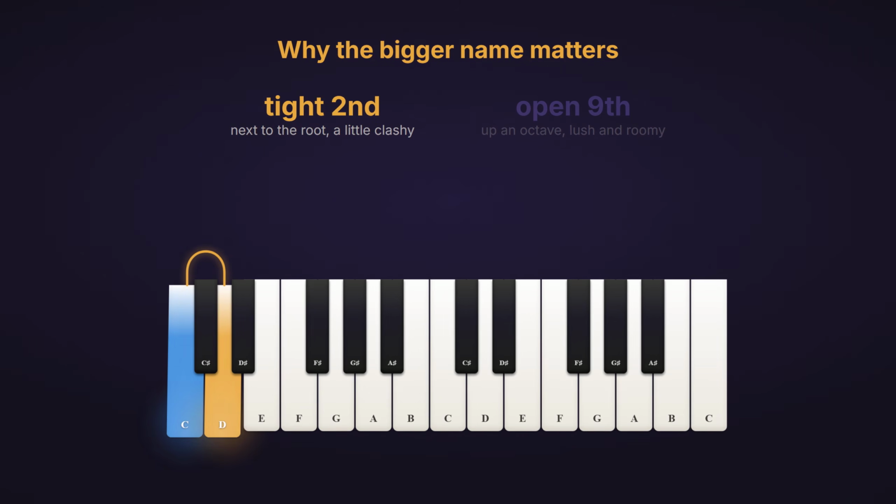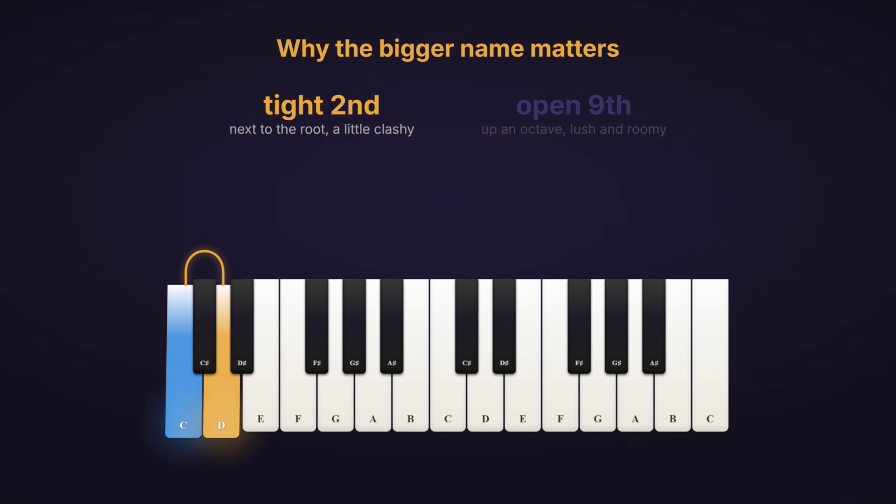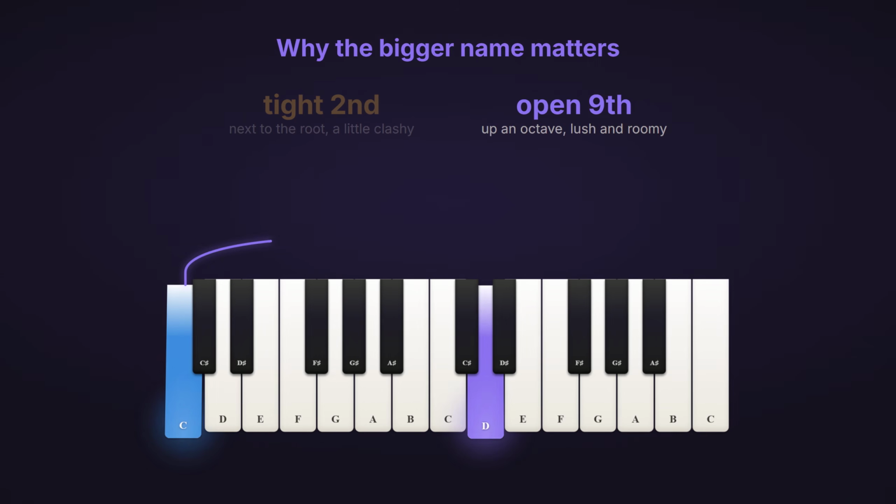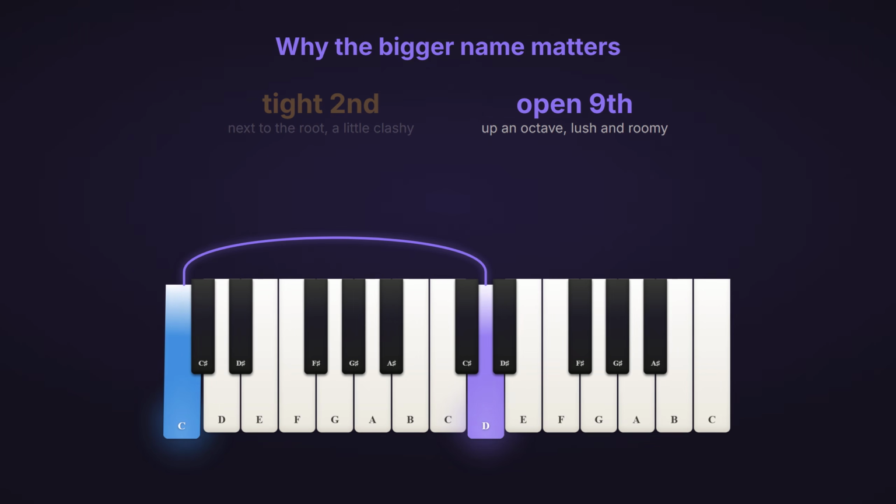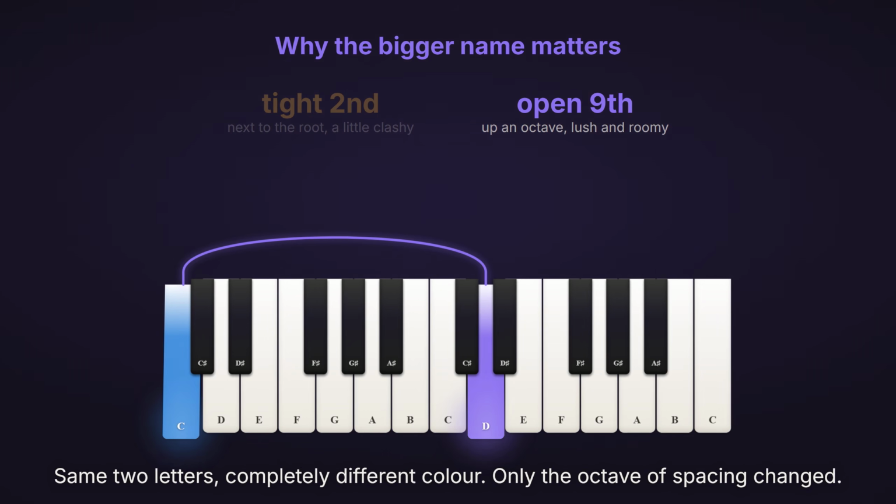A second sitting right next to the root sounds tight and a little clashy. Two keys next to each other grind against one another, and the ear hears tension. But lift that same note up an octave to make a ninth, and suddenly it sounds open and lush, with room to breathe between the notes. The grind is gone, and what is left is color. Same two letters, completely different color, and the only thing that changed was the octave of spacing.